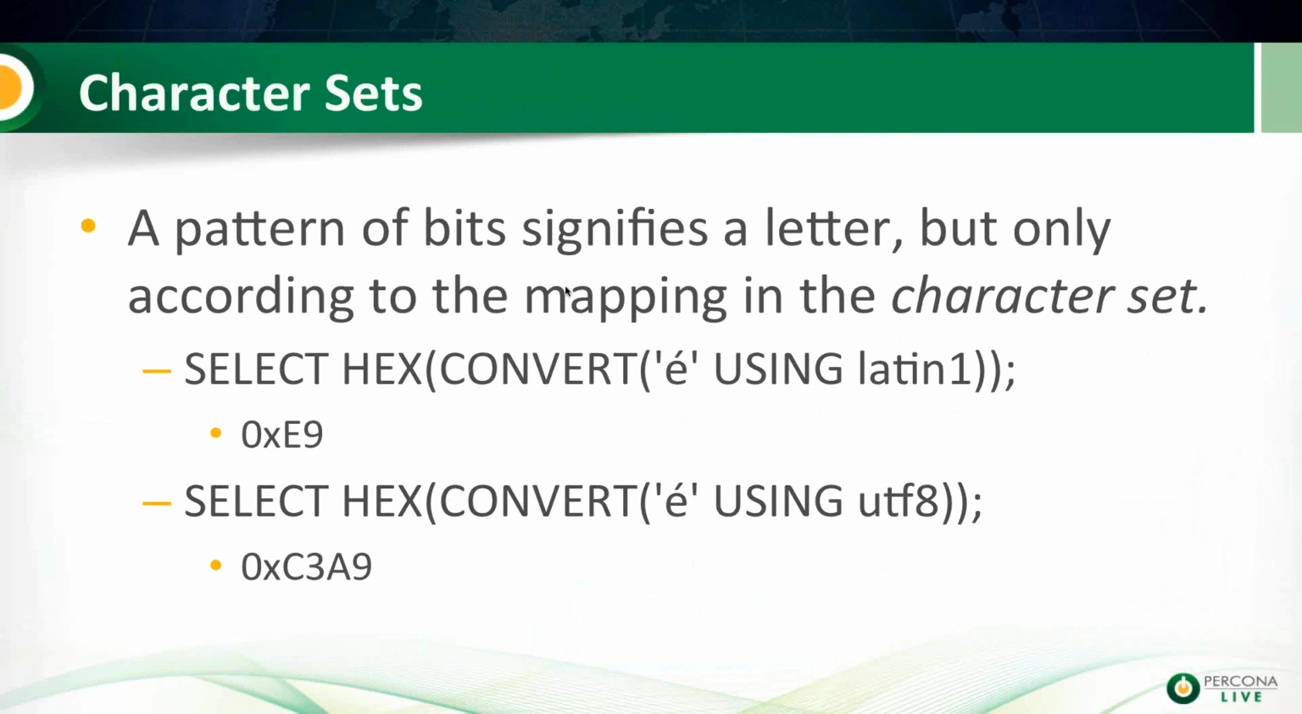We can show that by looking at an accented character like the E grave, or E accent, with two different ways of storing those in different character sets, Latin 1 and UTF-8. And then I'll convert those back into the hexadecimal strings that correspond to the bytes. Looks like Latin 1 uses a single byte hex code E9. UTF-8 treats this as a two-byte character, C3A9. So depending on the character set, a given letter could be interpreted as a different bit pattern and even a different number of bytes.